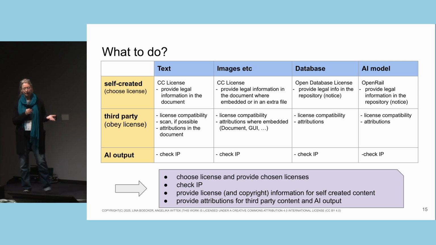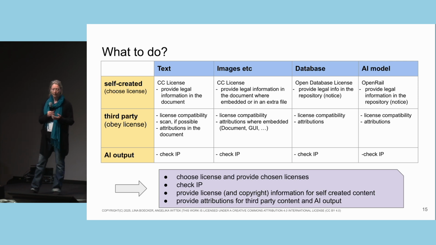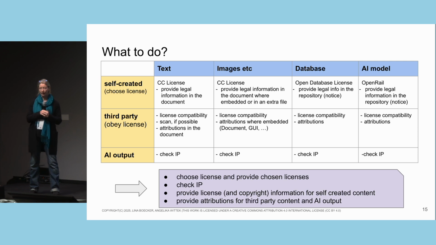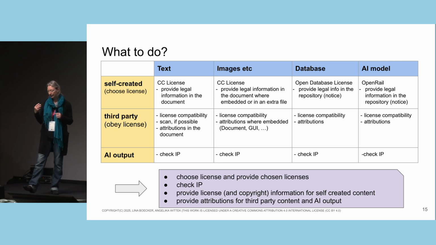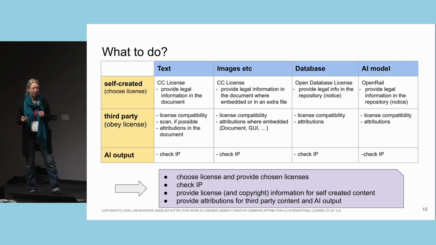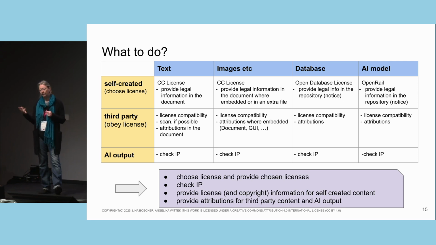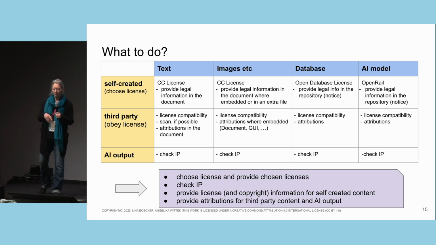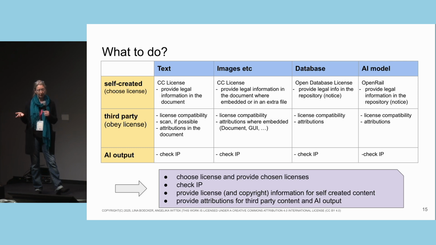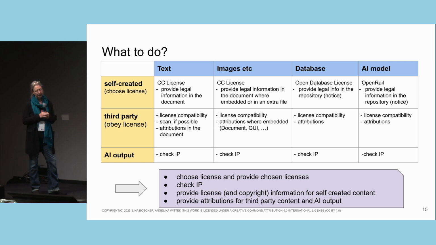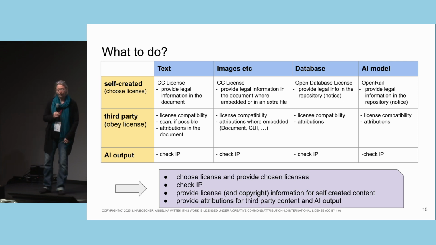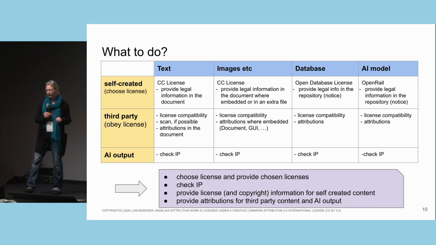So Lina just mentioned, if I have text or images, we highly recommend using CC licenses. Provide the legal information in the document. If not possible, because of images or things like this, put the information in the document where embedded, or if it's standalone, put the notices in the notice file or an extra file. For databases, provide the legal information, and also for the AI models, like we saw before in the DeepSeek repository. So choosing the license is very important at that point.